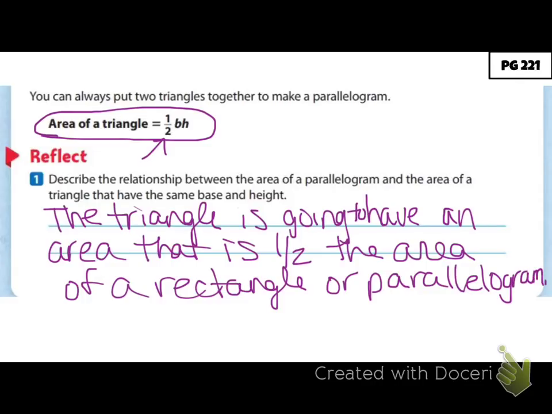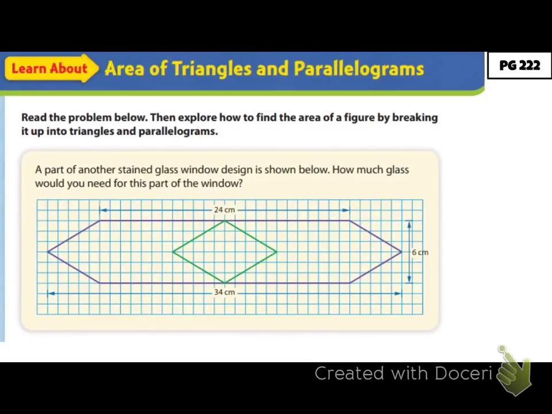A triangle is half the area of a rectangle or parallelogram. Alright, so let's move on. A part of another stained glass window design is shown below. How much glass would you need for this part of the window?